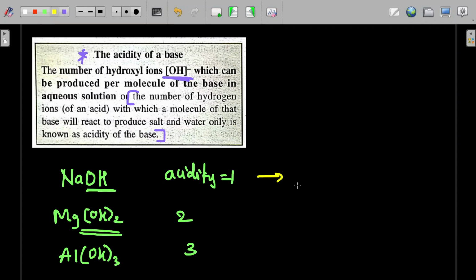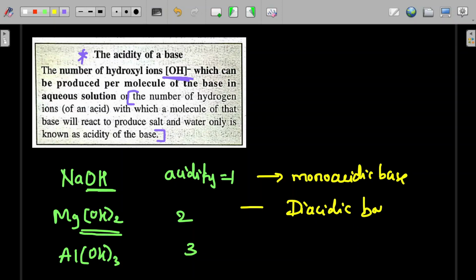Okay. And similarly, we call these monoacidic base, diacidic base. Remember, many of us will have confusion with this, triacidic base. For acids, we call them monobasic acid, dibasic acid, tribasic acid. But for these bases, we call them monoacidic base, diacidic base, triacidic base. Okay?